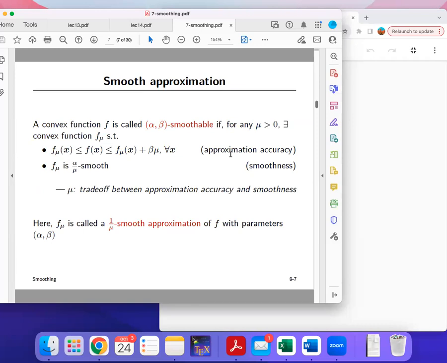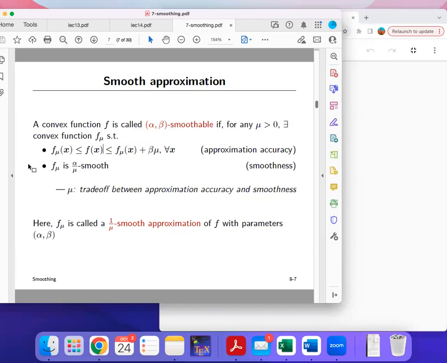And then we introduced the alpha beta smoothable function. We say a convex function is alpha beta smoothable if the following two conditions are satisfied. For the first condition, we assume that we can find an approximate convex function f mu. This function is a lower bound of f, and f is also upper bounded by f mu subject to some constants. So basically, the original function f(x) is bounded between these two approximated functions.